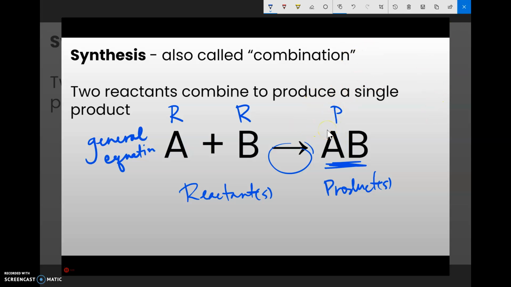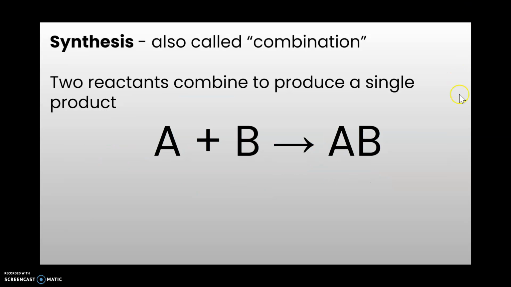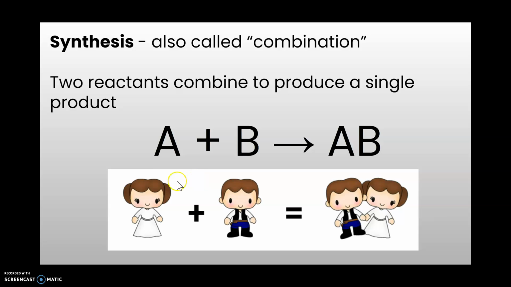So this is like anytime you're cooking or you're making something, lasagna, maybe it's cookies, maybe it's pumpkin pie, whatever it is, and you have all these ingredients, those are acting as your reactants, and then the final product is the pumpkin pie itself. That's a synthesis reaction. Okay, here's a fun little visual for you, Princess Leia and Han Solo, and when they get together and they are having a good day, they can be the overall product.